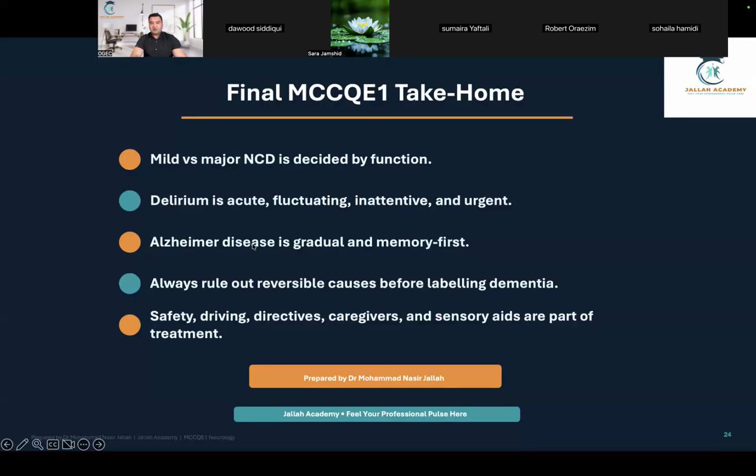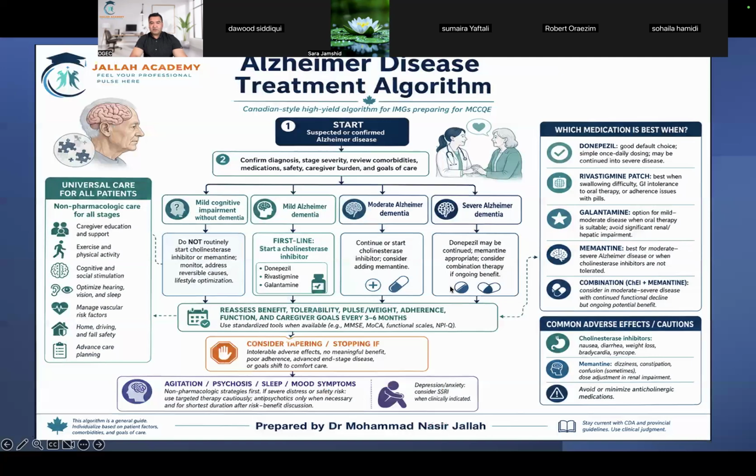Final take-home: we have already discussed all of them. Now Alzheimer's treatment. For the treatment, I think we did discuss it as well. Mild cognitive impairment without dementia: do not routinely start cholinesterase inhibitors if the patient does not have dementia completely. So it is mild, and for the mild, we don't start it. Monitor, address reversible causes, and optimize lifestyle.